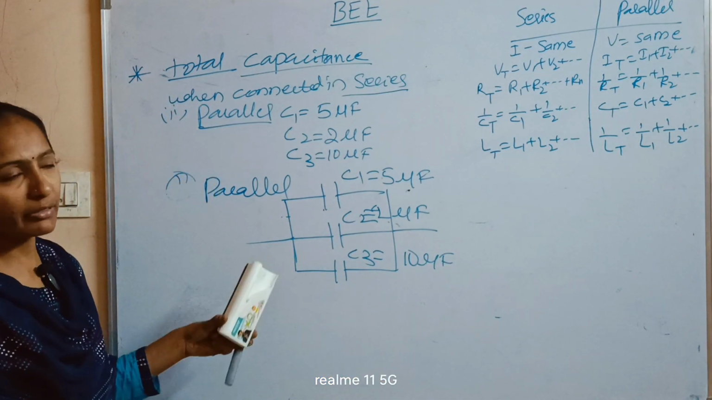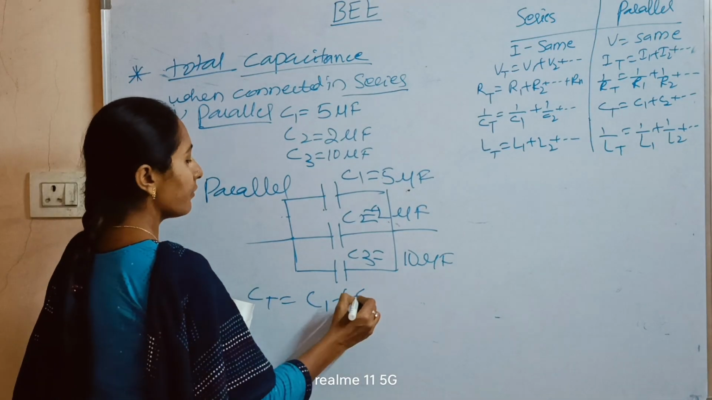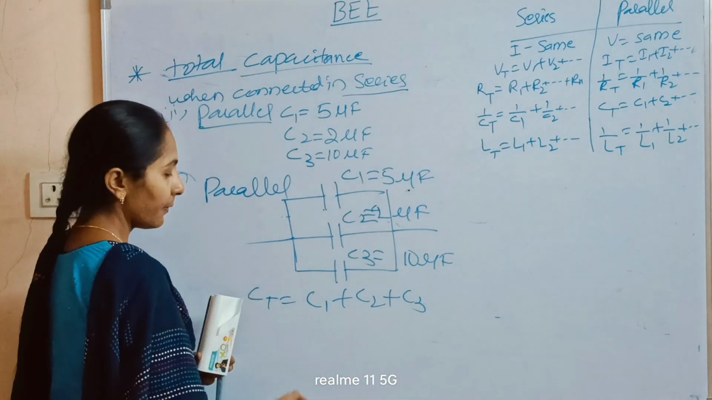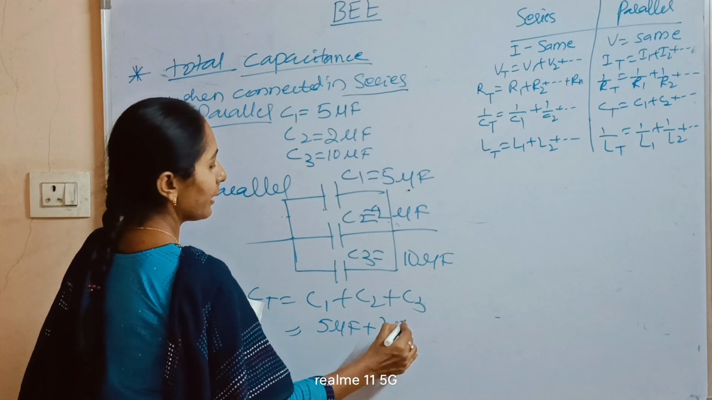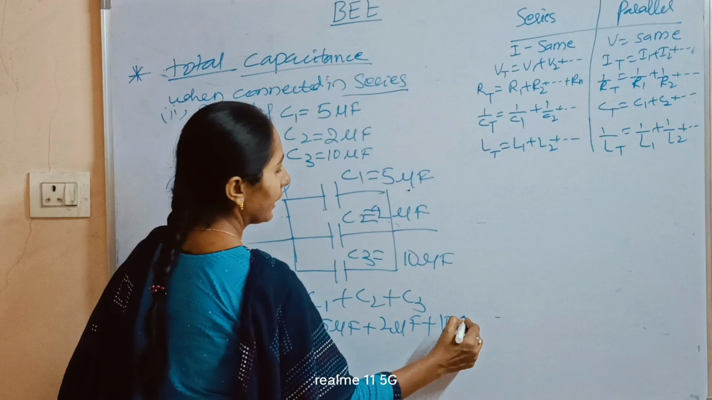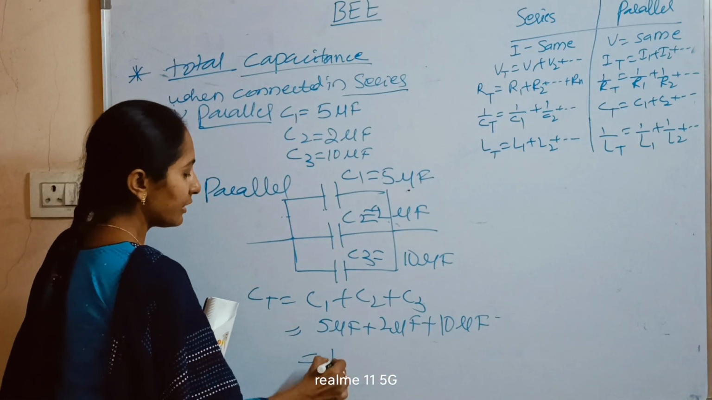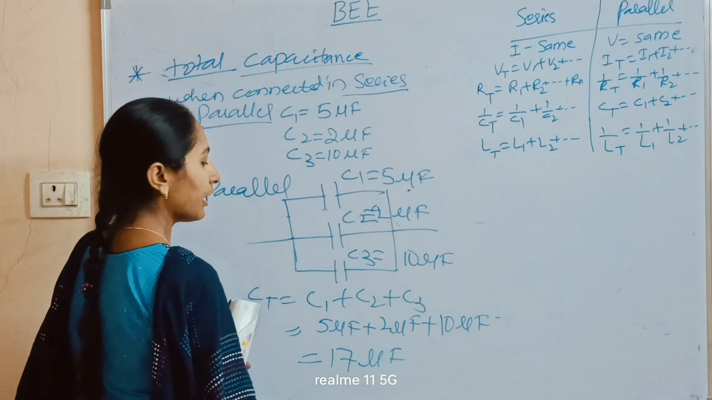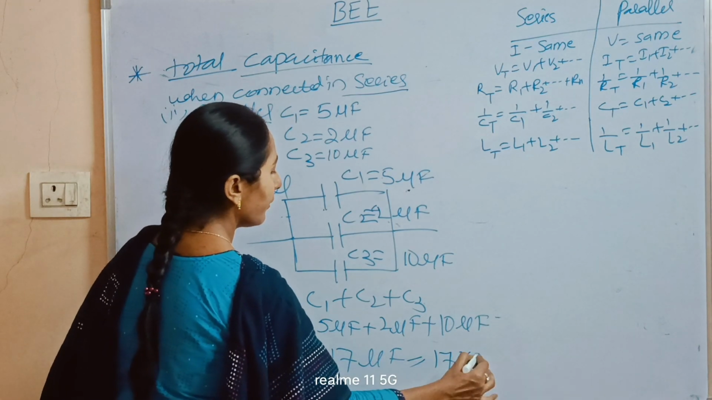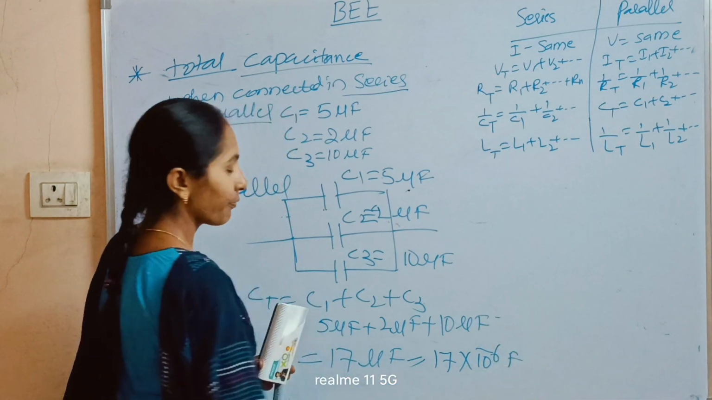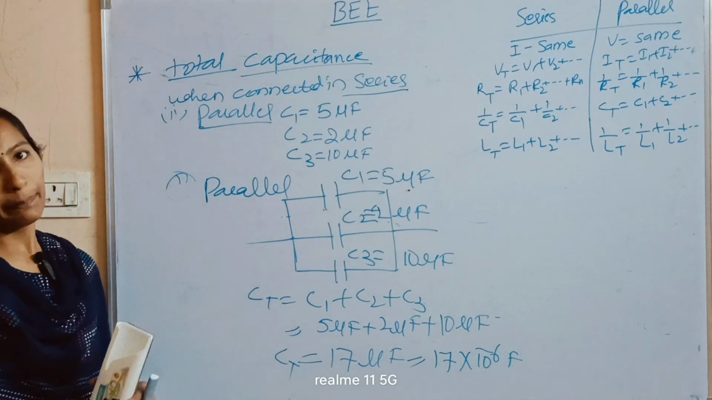So what is the formula for parallel combination capacitance? C total is equal to C1 plus C2 plus C3. So 5 microfarad plus 2 microfarad plus 10 microfarad. 10 plus 2 is 12, 12 plus 5 is 17 microfarad. Convert into farad. What is the value of micro? 10 power minus 6 farad. This is the total capacitance of the three capacitors.